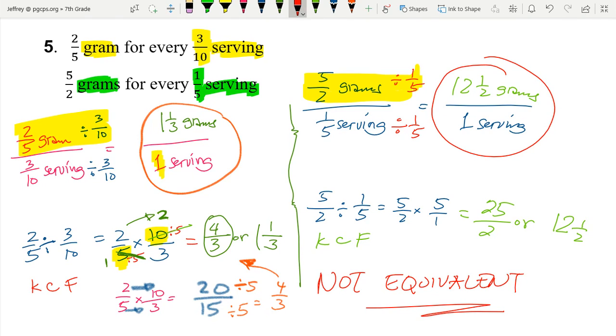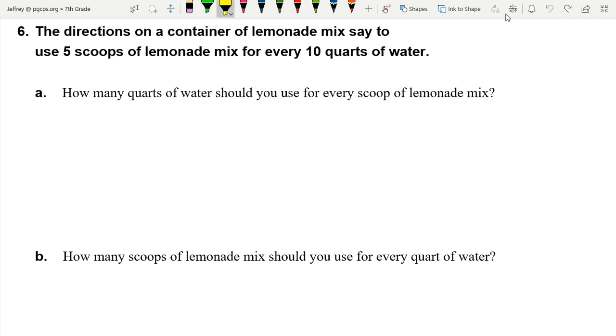Review if you need to. So let's try to do the next problem. The directions on a container of lemonade mix say to use 5 scoops of lemonade mix for every 10 quarts of water. So that is our rate. So 5 scoops of lemonade mix, I'm going to use LM, for every 10 quarts of water. So that is our rate.